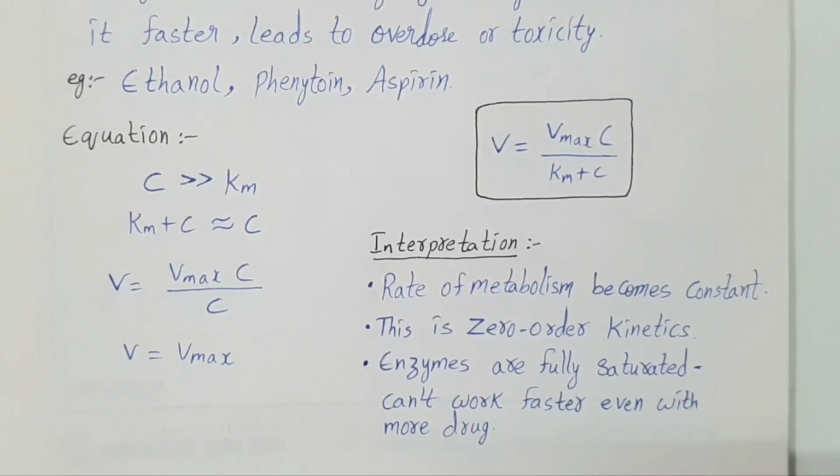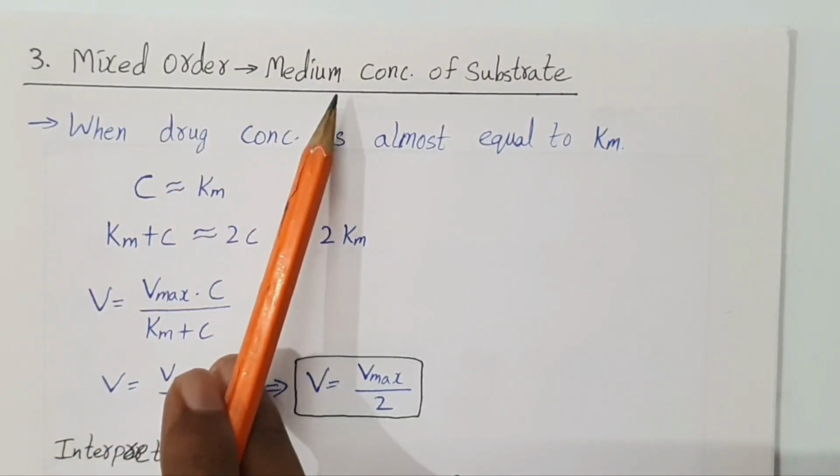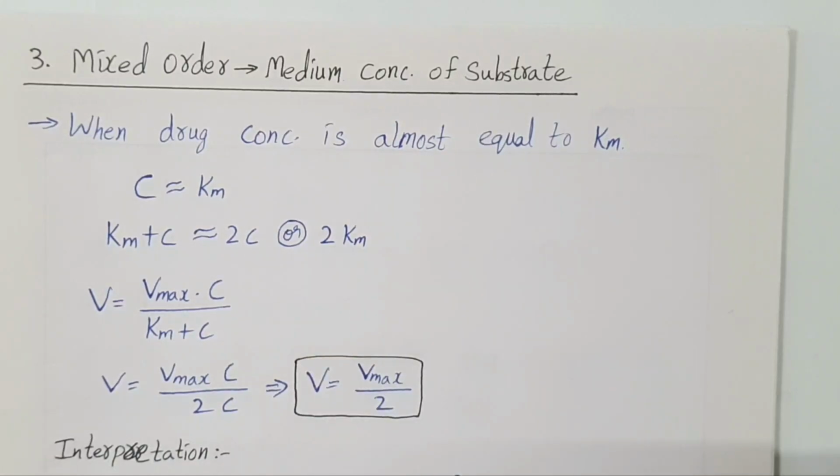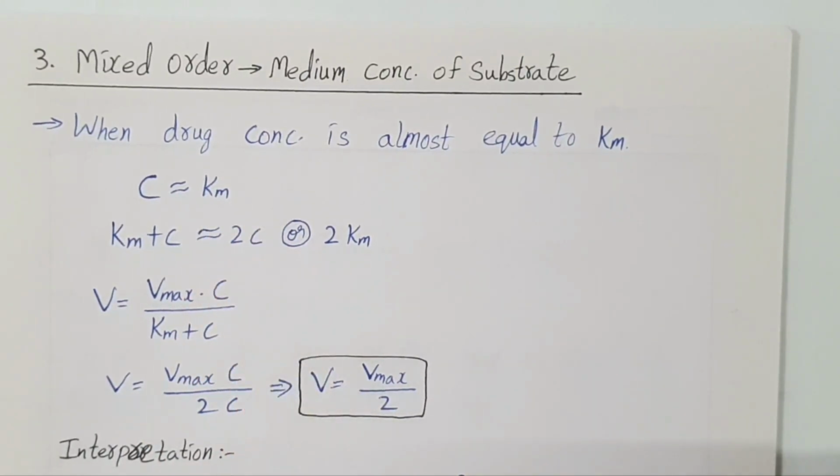They cannot work faster even with more drug if you give. Here comes the interesting middle ground: mixed order, medium concentration of substrate, when the concentration is close to Km.